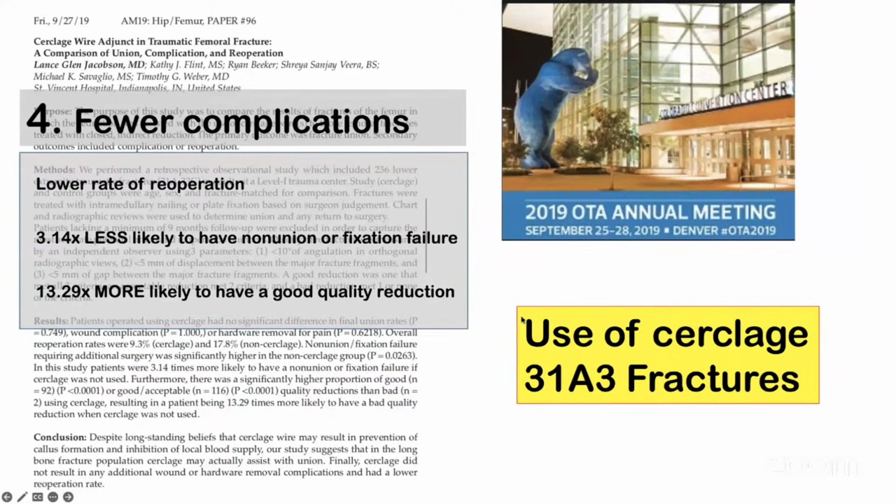And there are fewer complications when the cerclage wire was used in 31-A3 fractures. There were lower reoperation rates. They were 3 times less likely to have non-union or fixation failure, and 13 times more likely to have a good quality reduction.